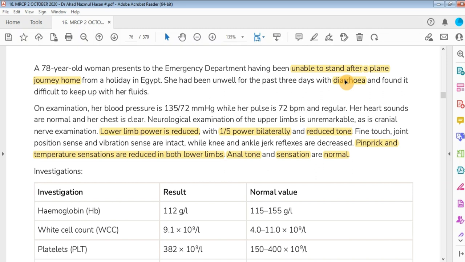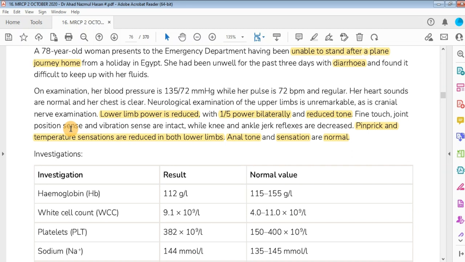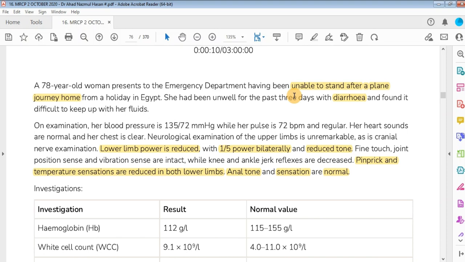But in case of Guillain-Barré syndrome, there will be slow onset of features, like within weeks, not within 3 weeks. And also in case of Guillain-Barré syndrome, the fine touch, joint position sense and vibration sensation will be markedly diminished. So it can also be the Guillain-Barré syndrome.